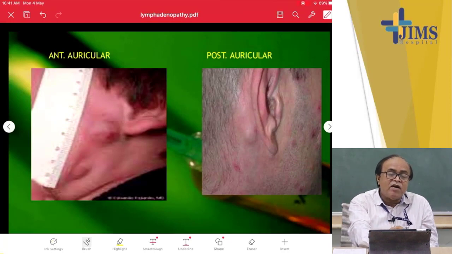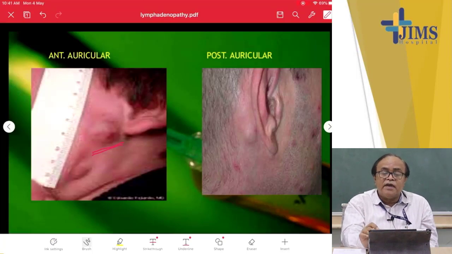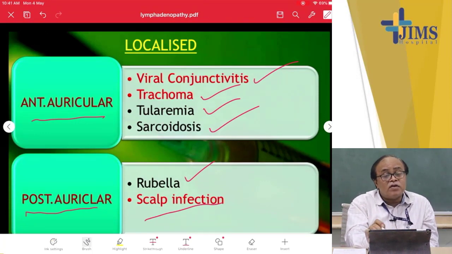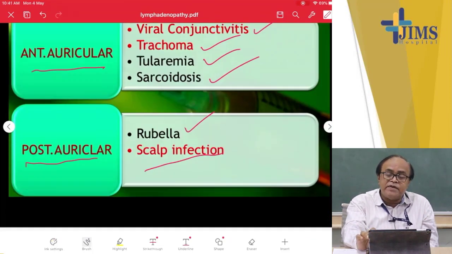You see the picture of anterior auricular lymphadenopathy. This is the ear, and anterior to the ear is the anterior auricular group of lymph nodes. Here this is a lymph node situated posterior to the ear. It is called posterior auricular. So anterior auricular causes are viral conjunctivitis, trachoma, tularemia, sarcoidosis. And in case of posterior auricular lymph node enlargement, this may be rubella, may be scalp infection.